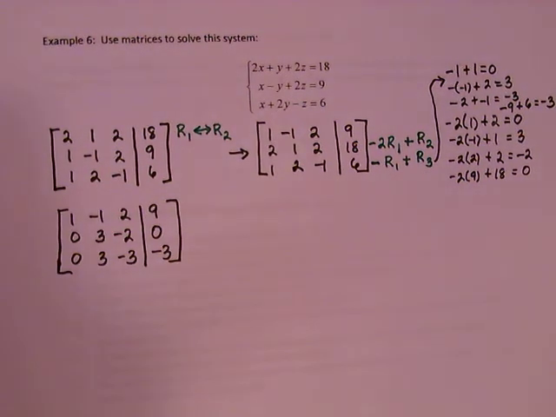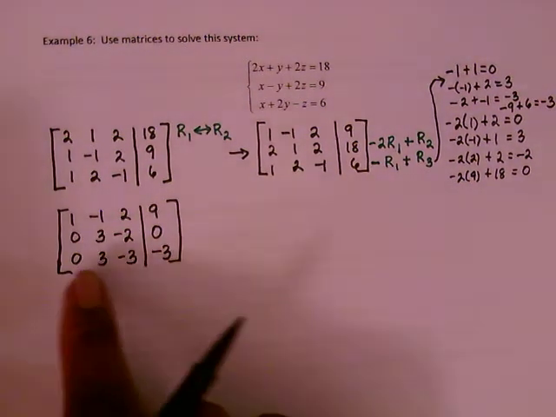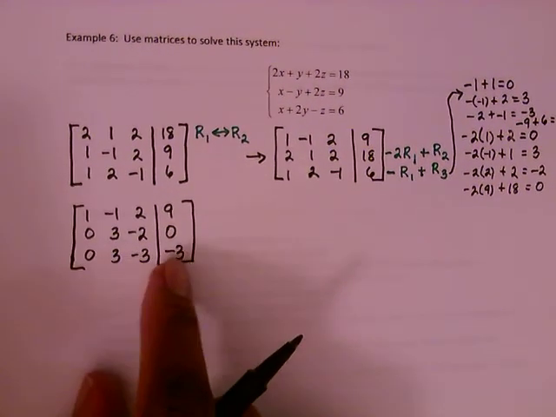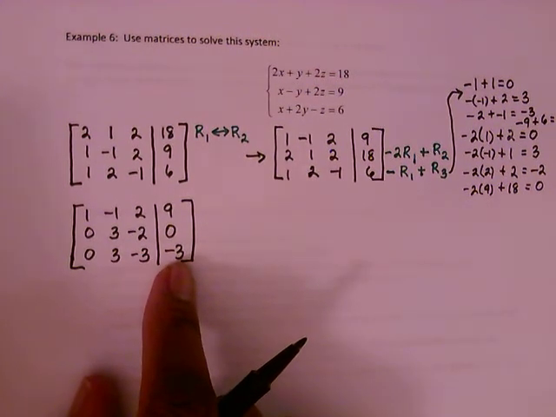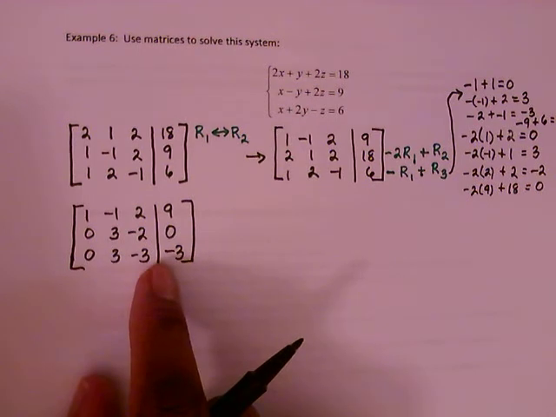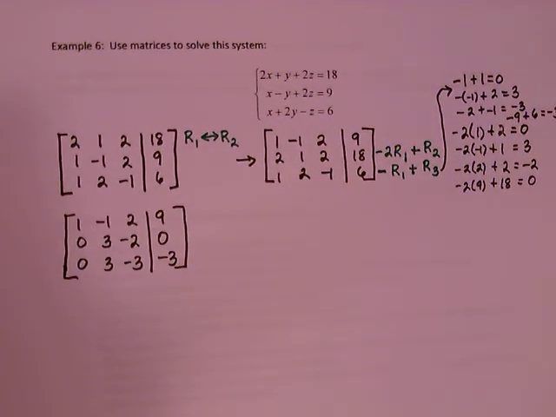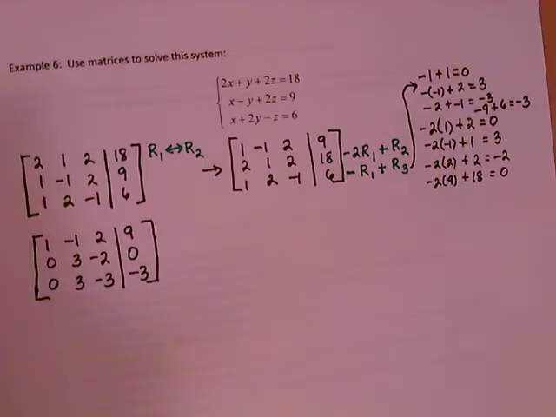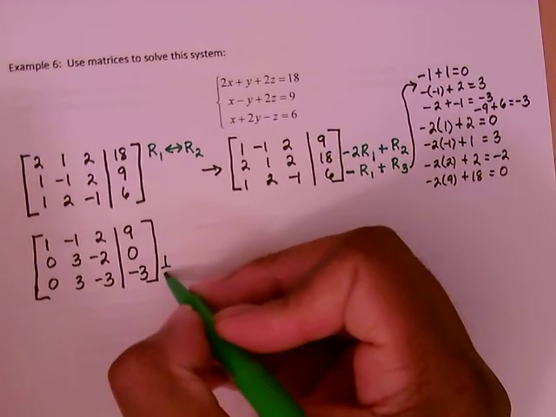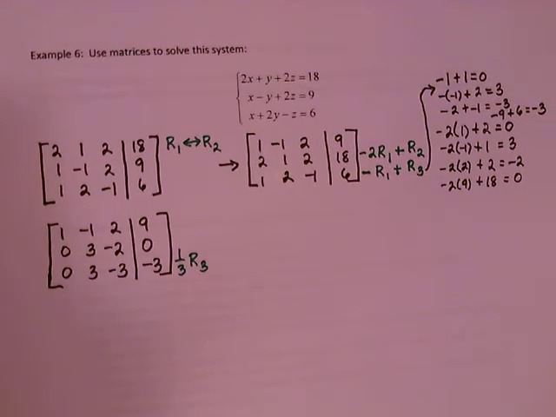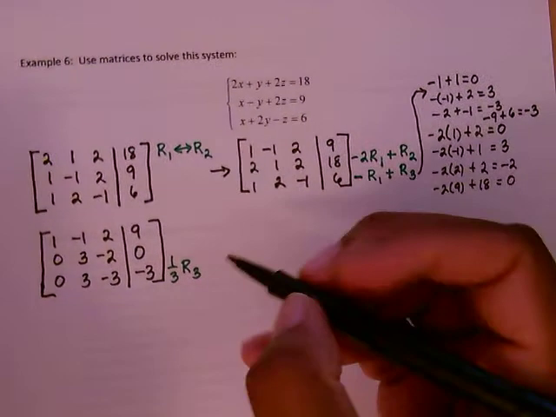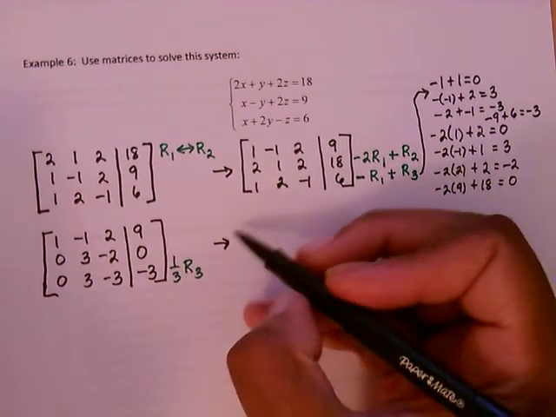All right, next, notice I got a 0 and then 3's down here. 3, negative 3, negative 3. I'm going to make that a 1 because they're all multiples of 3. What I'm going to do here is take 1/3 of what's in row 3. One-third of row 3.